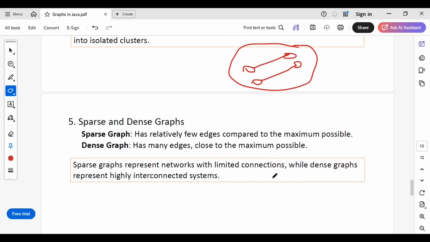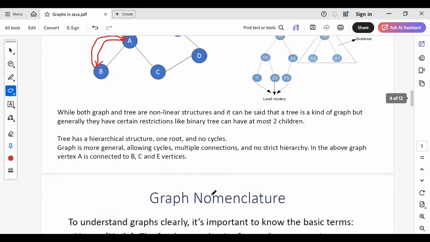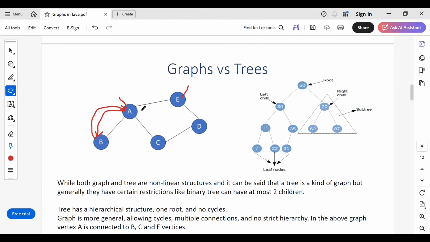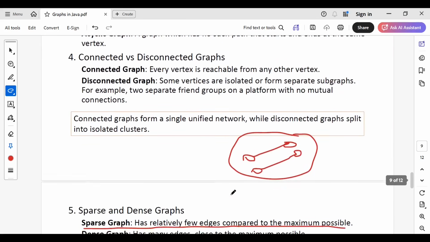Then we have sparse and dense graphs. A sparse graph has relatively few edges compared to the maximum possible, whereas dense graph has many edges close to the maximum possible. We go back here again. Right, this is kind of sparse. If we connect this also, this to this also, this to this, then it becomes a dense graph if we start connecting everywhere, right? So we have these types of graphs.